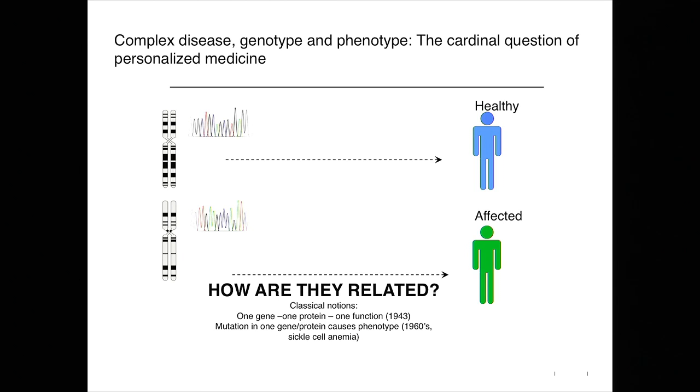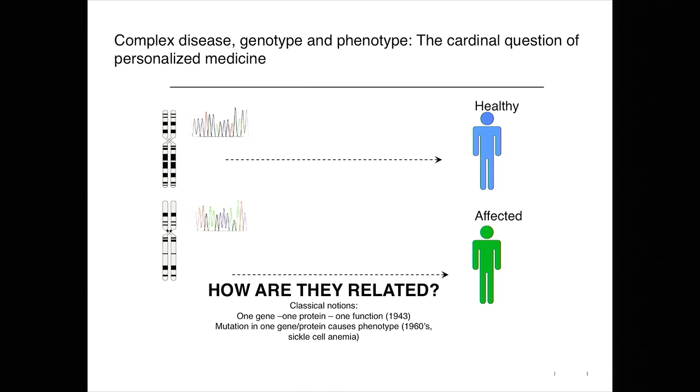The classical notion that we learn in undergrad biology is that there is one gene, one protein, one function, a concept from the 1940s, which basically says that if there is a locus here that produces a protein, this protein has a biochemical function, and this protein carries out a function which may cause a phenotype.